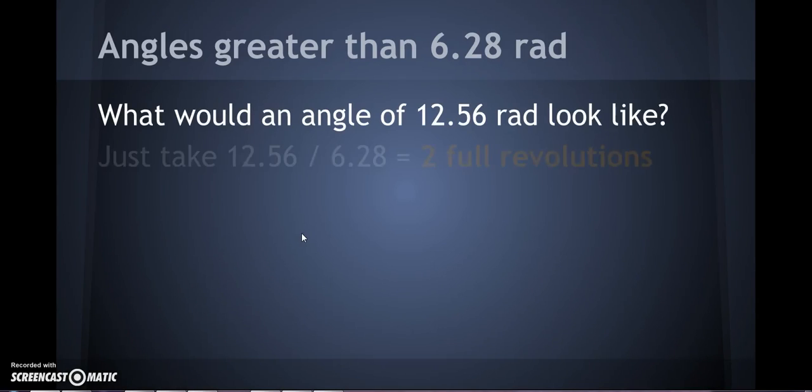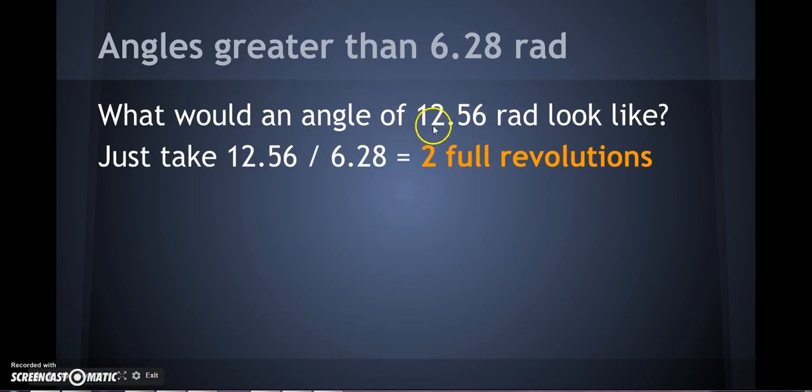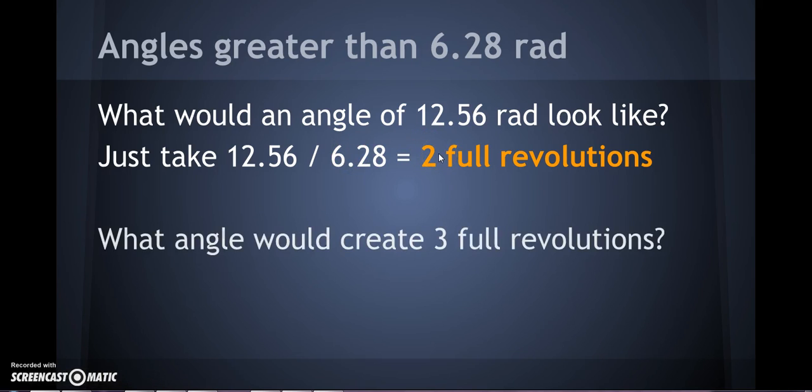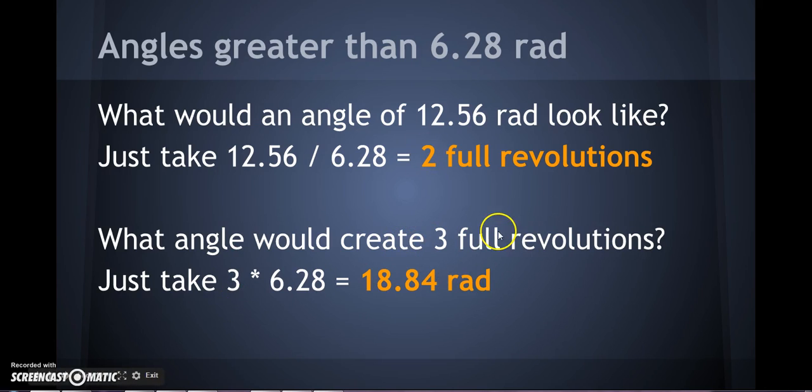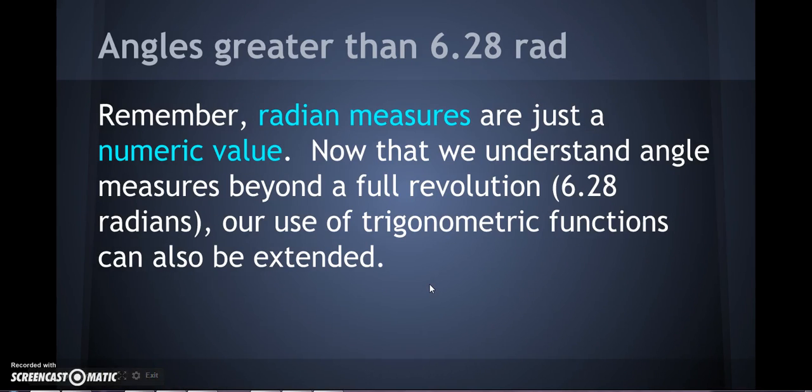So if you wanted to see what an angle of, maybe, 12.56 radians looks like, that's obviously more than a full revolution. All you do is divide it by what a full revolution is, and that tells you how many revolutions you actually completed. And if you want to go the other way, if you want to know what angle measure 3 revolutions has, you just take 3 times a full revolution, and that's how many radians you get. Alright, so just remember, radians are a numeric value. It's just a number. Even though it has pi in it, it's just a number. So now that we understand angle measures that can happen beyond a full revolution, we can definitely extend the use of our trig functions now too.